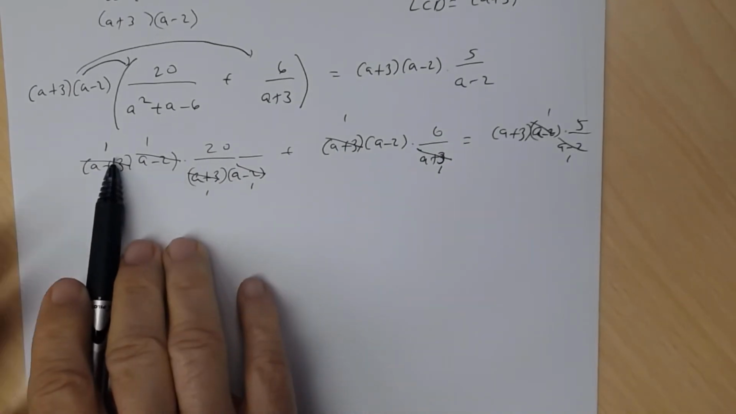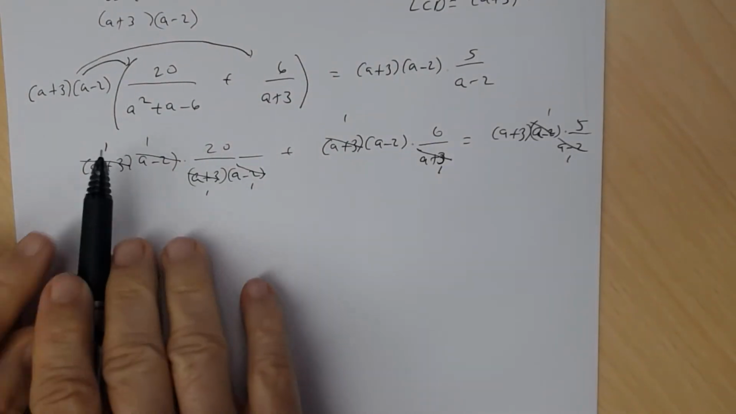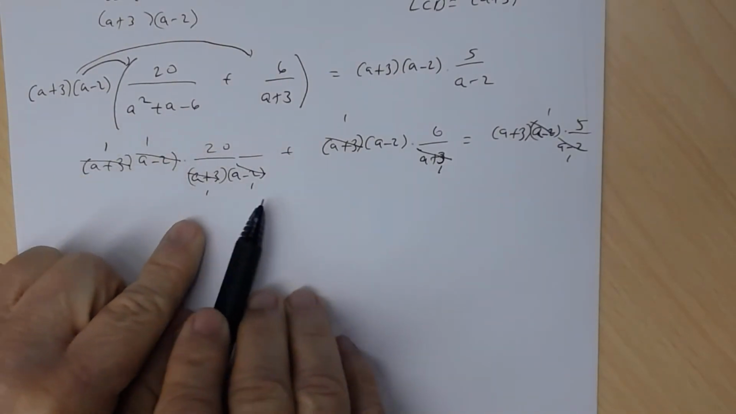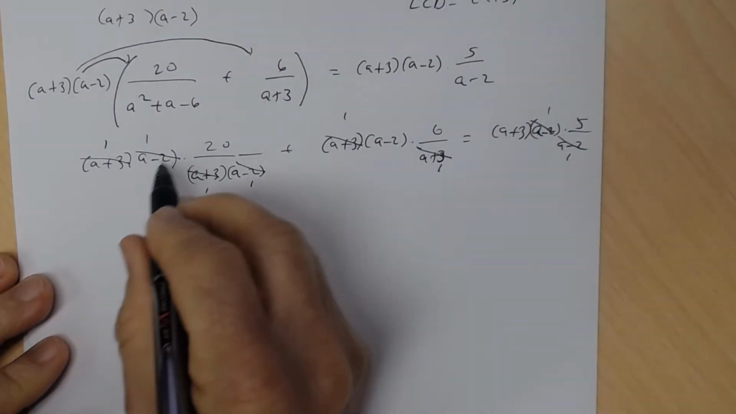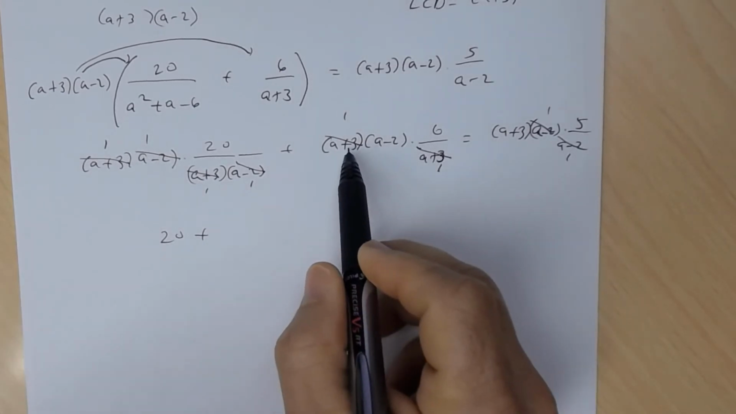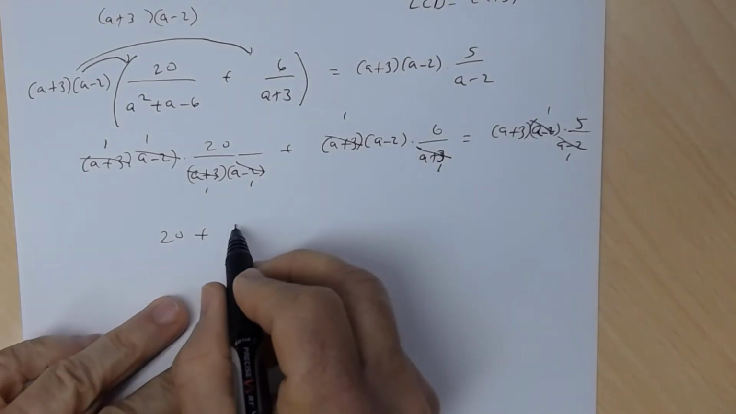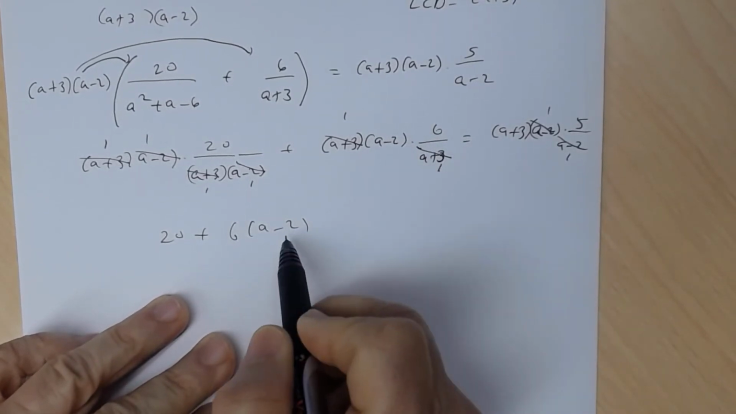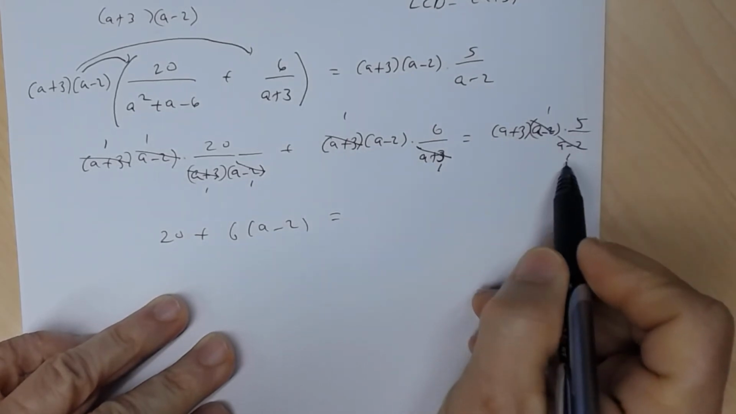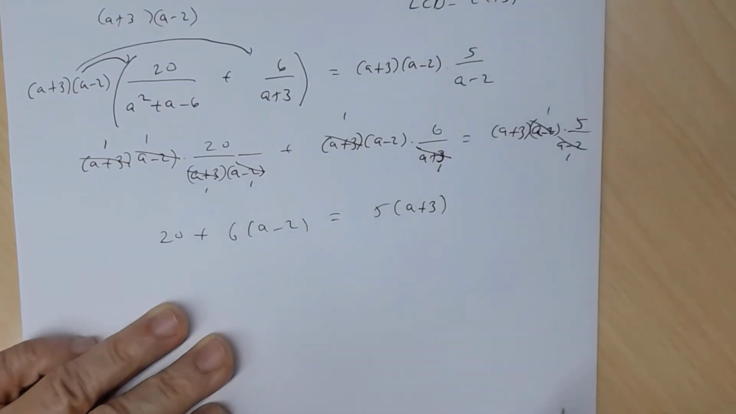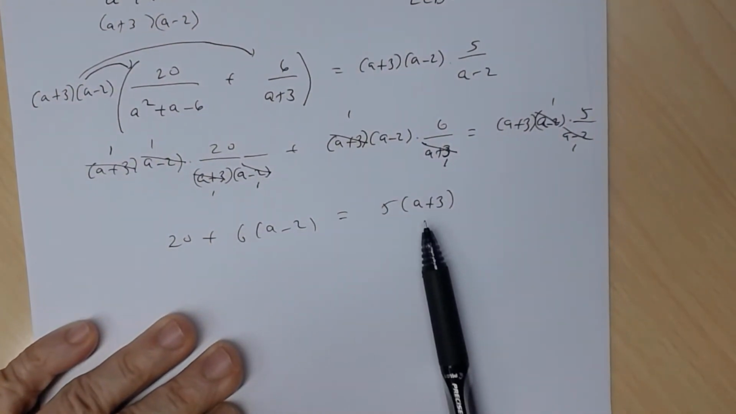Now listen carefully. I'm still on step 1, according to this. 1 times 1, remember this is 1 down here, so 1 times 1 times 20 is 20. So that's 20 right here. Plus, now be careful how you write this, 1 times a minus 2 times 6 is 6 times a minus 2. Equal, and then a plus 3 times 1 times 5 is 5 times a plus 3. So that's where I'm at. Notice I went from a rational equation to a linear equation.